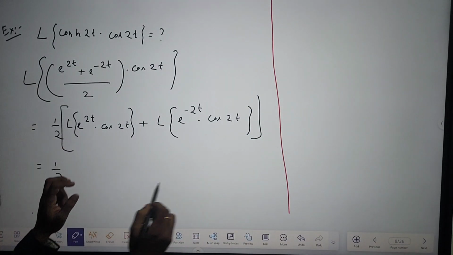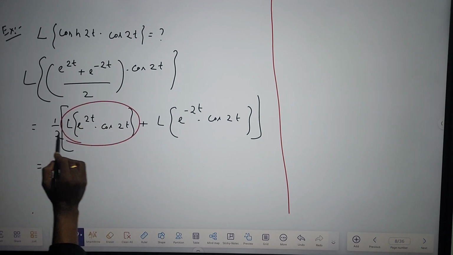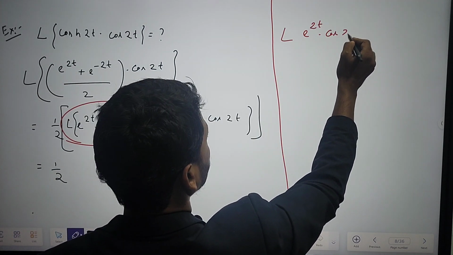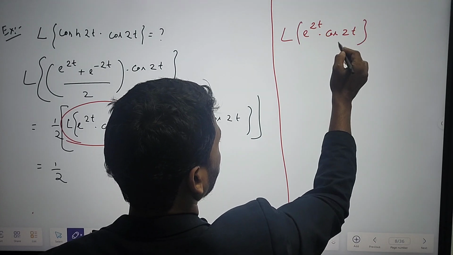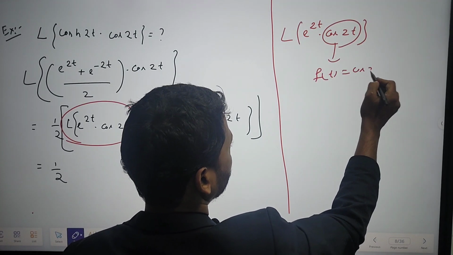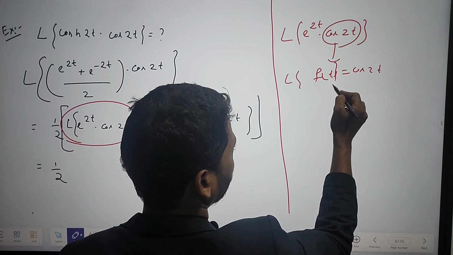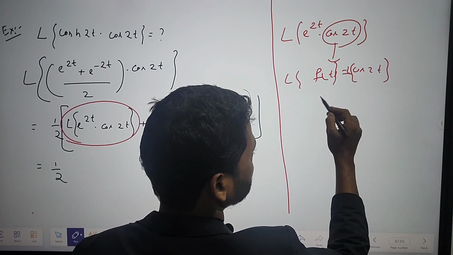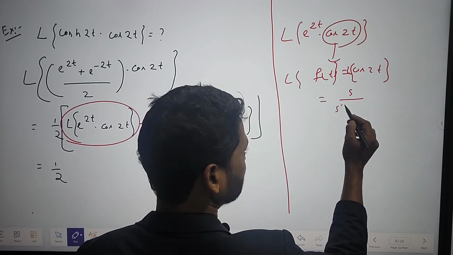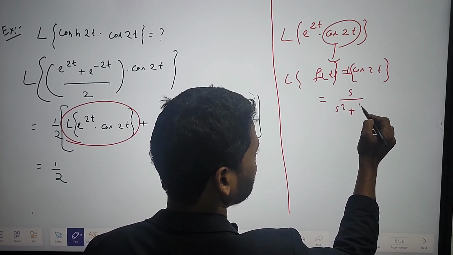Okay, here I am solving e to the power, this part I am solving here. So Laplace of e to the power 2t into cos 2t क्या है? यहाँ पे हमारा फंक्शन क्या है? f of t is cos of 2t. So Laplace of f of t is Laplace of cos 2t, मतलब s by s square plus a square. So s by s square plus 2 square is 4.